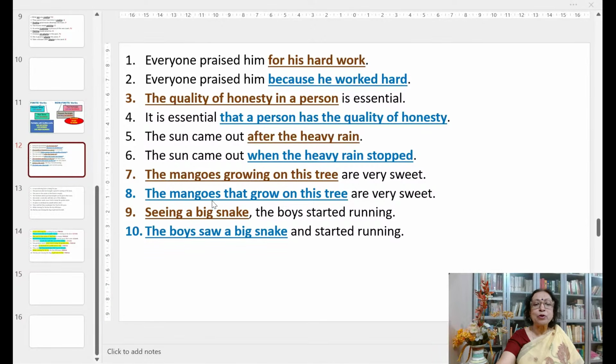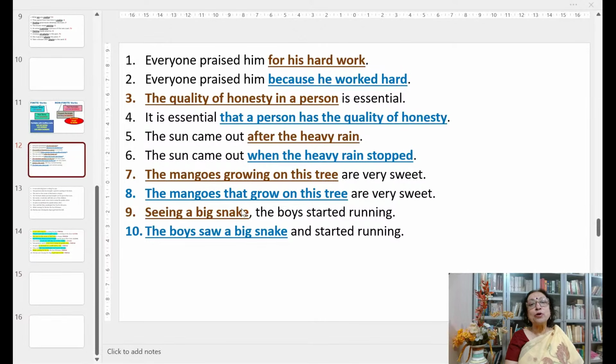The mangoes growing on this tree are very sweet. Now look at the underlined part, the mangoes growing on this tree. Meaning is there, but it's not complete. What happened to the mangoes? Why are we talking about mangoes? Please complete the sentence. That is what you feel like saying when somebody says the mangoes growing on this tree. So it does not have any finite verb, but for the first time here, you have a non-finite verb.